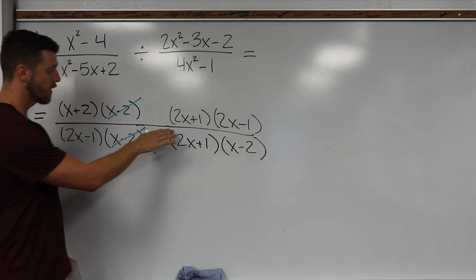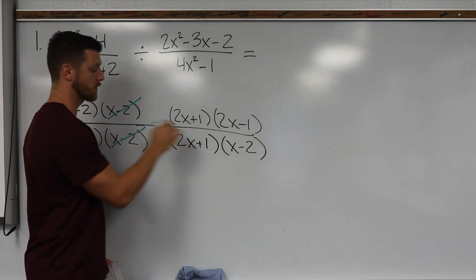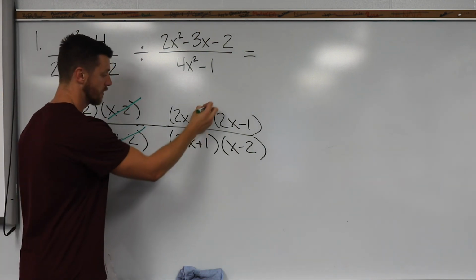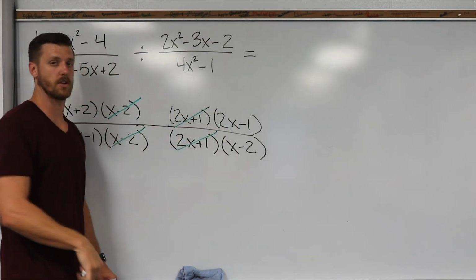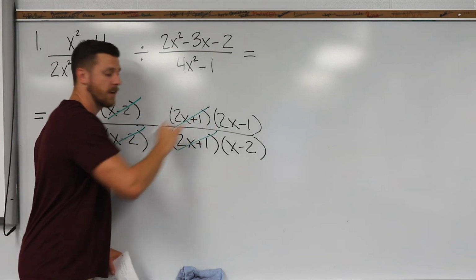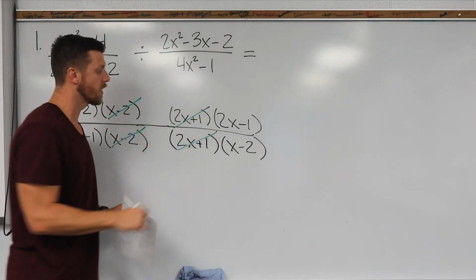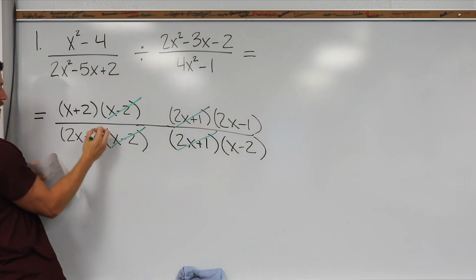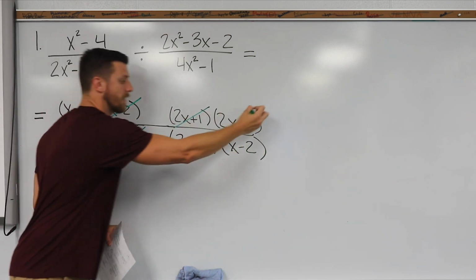Alright, so nothing there. 2x plus 1. Do I have another 2x plus 1 on bottom? Right here. They cancel each other because they're factors. The whole thing is a factor. The thing's in parentheses. 2x minus 1. Do I have a 2x minus 1 here? Right there. So he's going to cancel out with that guy.